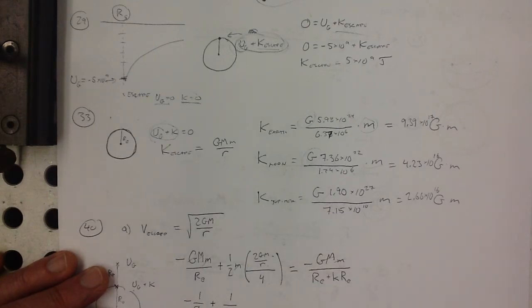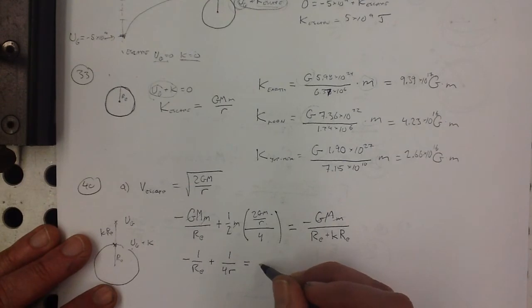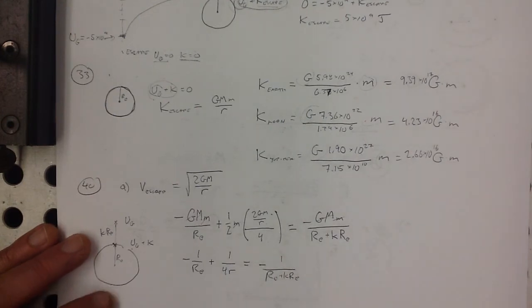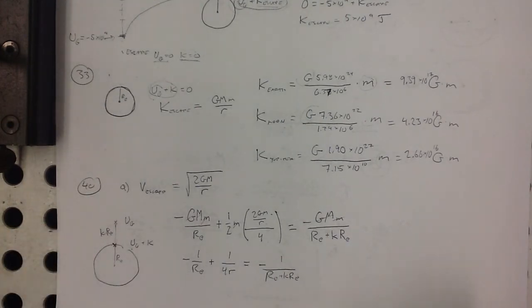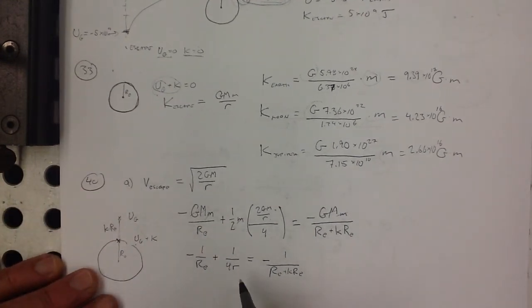If I cancel that out, right, I think I did, equals negative 1 over RE plus KRE. Okay, get a common denominator here. My common denominator will look like negative 4R plus RE all over 4R times RE.